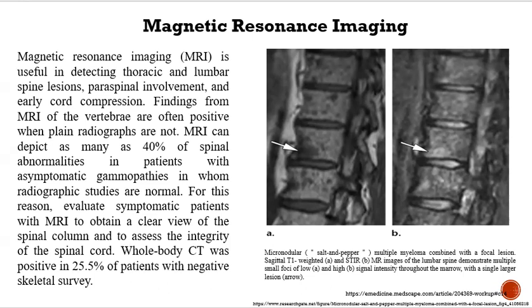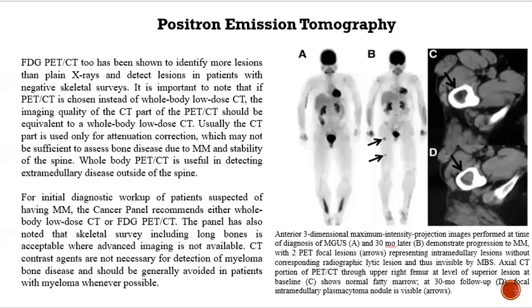Whole body CT was positive in 25.5% of patients with a negative skeletal survey. Positron emission tomography has been shown to identify more lesions than plain X-ray and to detect lesions in patients with negative skeletal surveys. It's important to note that this imaging study is chosen instead of the whole body low dose CT. The imaging quality of the CT part of the PET should be equivalent to the whole body low dose CT.